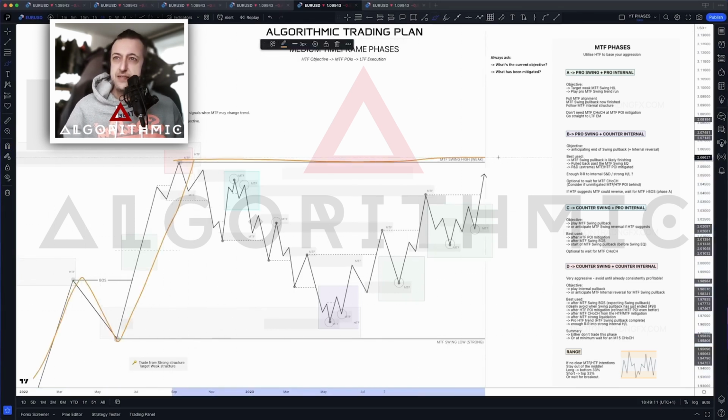This is when the swing structure is bullish. This is our last swing break of structure. No one is trading between this swing high and this swing low, so our swing structure is bullish. Let's start with phase A, okay? This is the first one. This is when you're pro swing and pro internal.